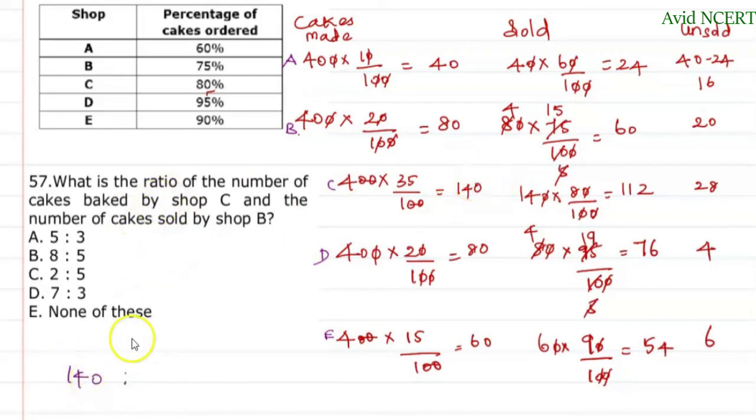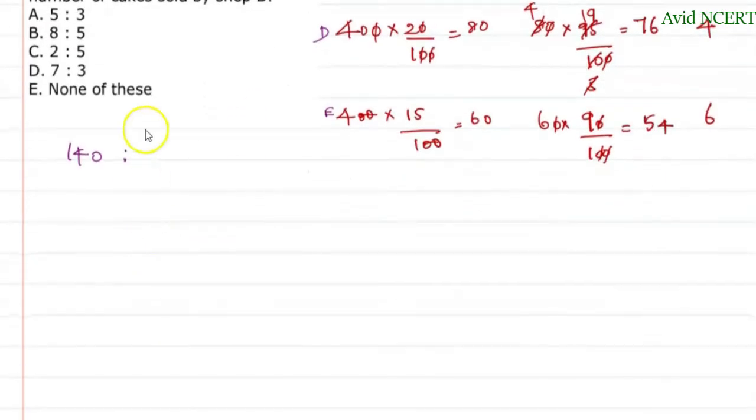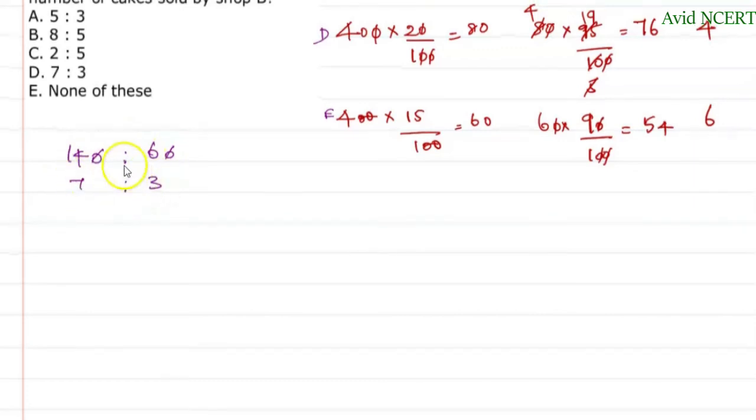is to the ratio. Since they are asking for ratio, it's is to. And the number of cakes sold by shop B. So sold by shop B is 60 cakes. So just we have to simplify this. So 0, 0 gets cancelled, 2 times, which is 2. 7 times is 14. 2, 3 times is 6. 2 is the common factor of 6 and 14. So the ratio is 7:3.